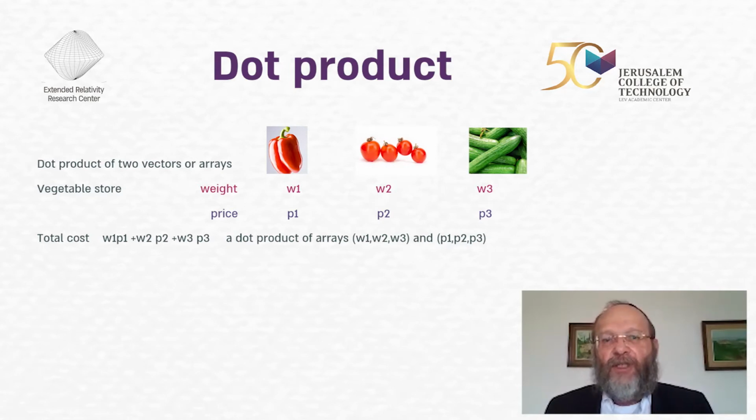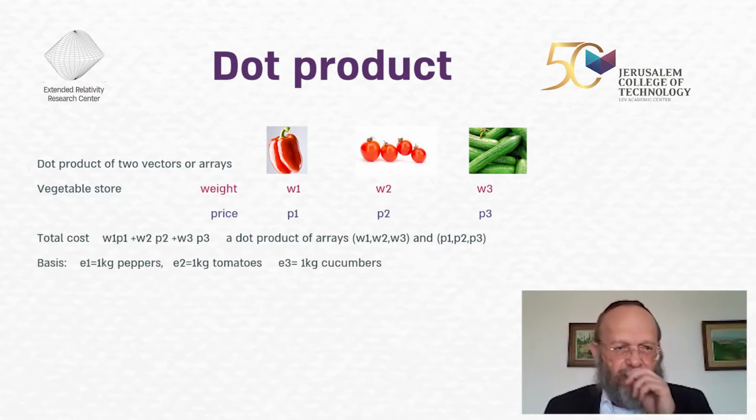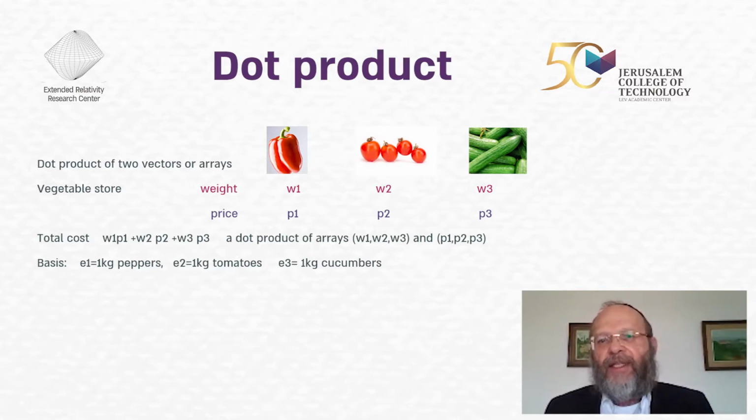We take the two arrays, W1, W2, W3 and P1, P2, P3. And the total cost is obtained by multiplying them like a dot product, the element of the first array with the corresponding one of the second, and adding them together. This can be thought of as follows: you have to pick a basis. E1 will be 1 kilogram of peppers, E2 will be 1 kilogram of tomatoes, E3 will be 1 kilogram of cucumbers.